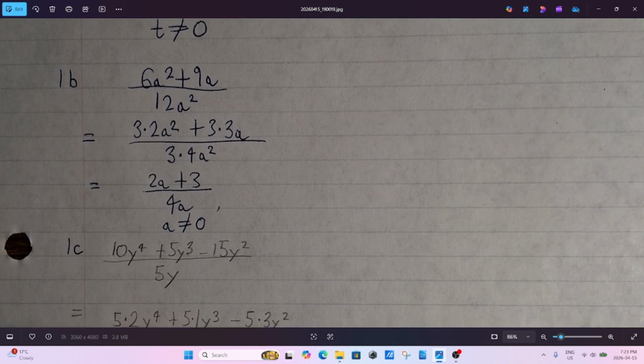Question 1b, 6a squared plus 9a divided by 12a squared. So we write 6 as 3 times 2, we write 9 as 3 times 3, 12 as 3 times 4. Then we see we can factor out a 3 from all the terms. So what's left is 2a, and we can also factor out an a. So what's left is 2a plus 3 over 4a. a cannot be 0.